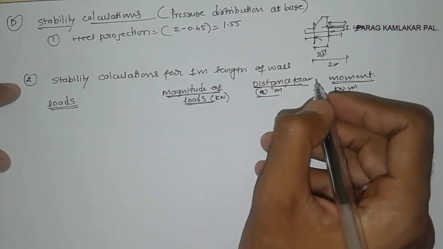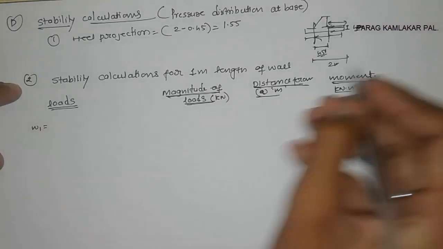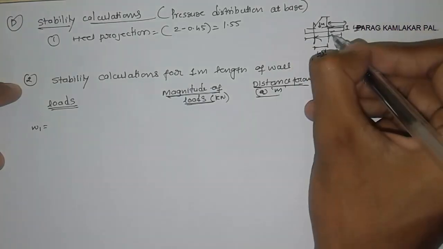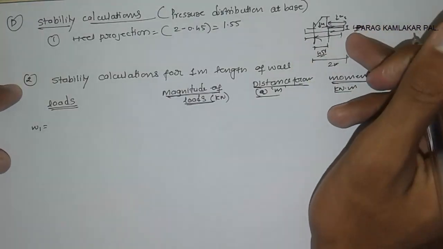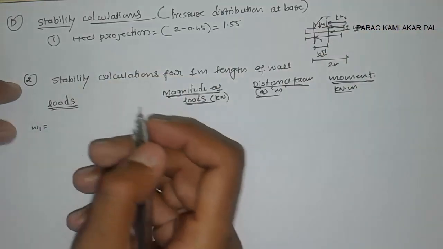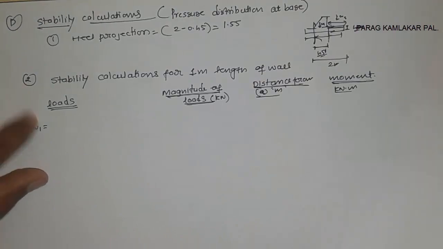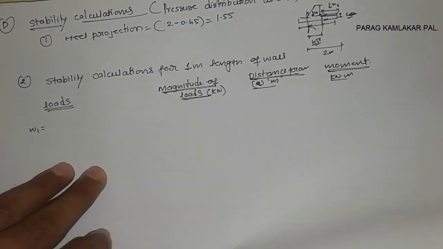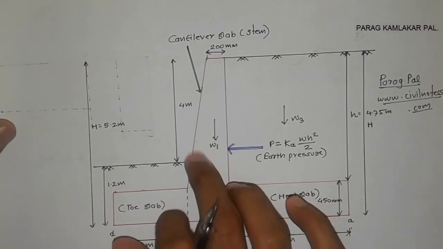Now first, what loads do we have? W1, here for the stem. For the base slab it is W2, and here W3 is for the embankment. You need to watch my first video for that. So how will we get W1? Now I just want to repeat this diagram so you can understand the value easily. Okay, now we are going to calculate W1 first.